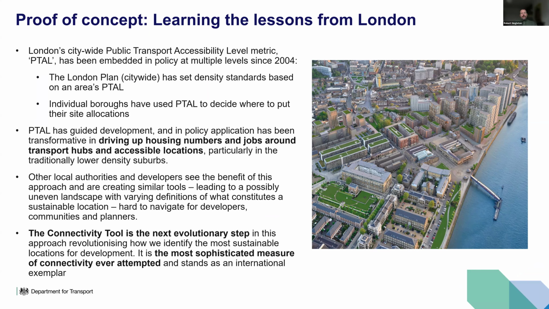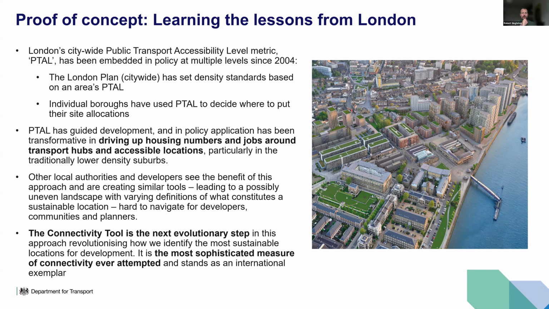Anyway, proof of concept. So none of this is rocket science. As I said right at the beginning, it's evident that you need to align the spatial and transport planning systems, and that you can do so from a data-led approach. We took a lot of inspiration from London's citywide public transport accessibility level metric, or PTAL, which has been embedded in London planning policy since 2004.